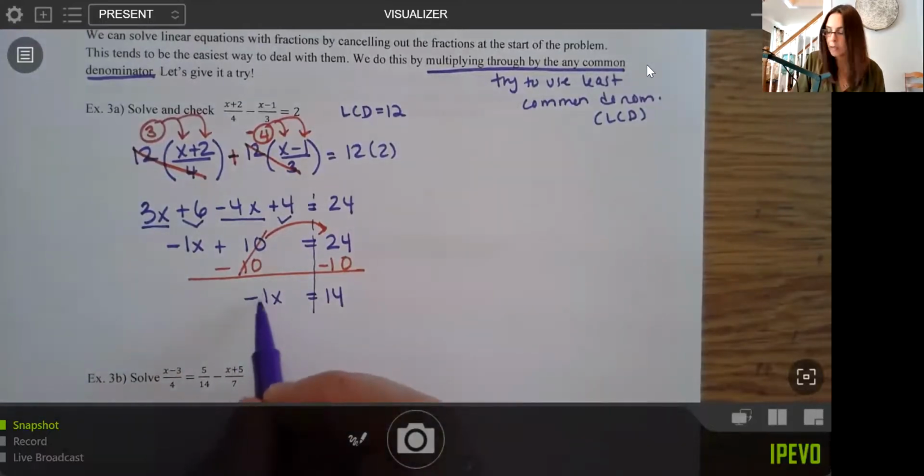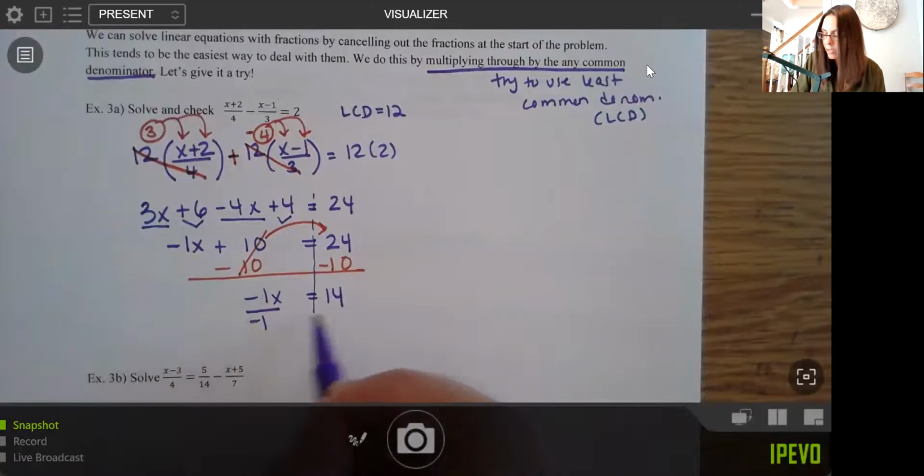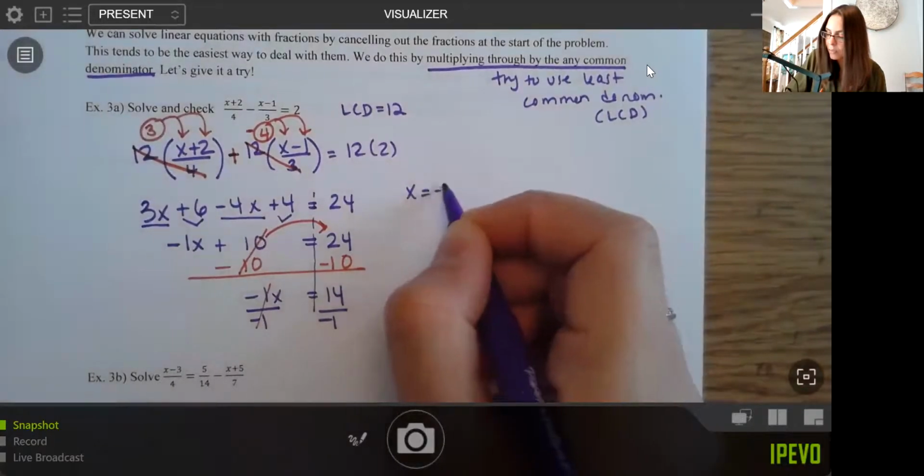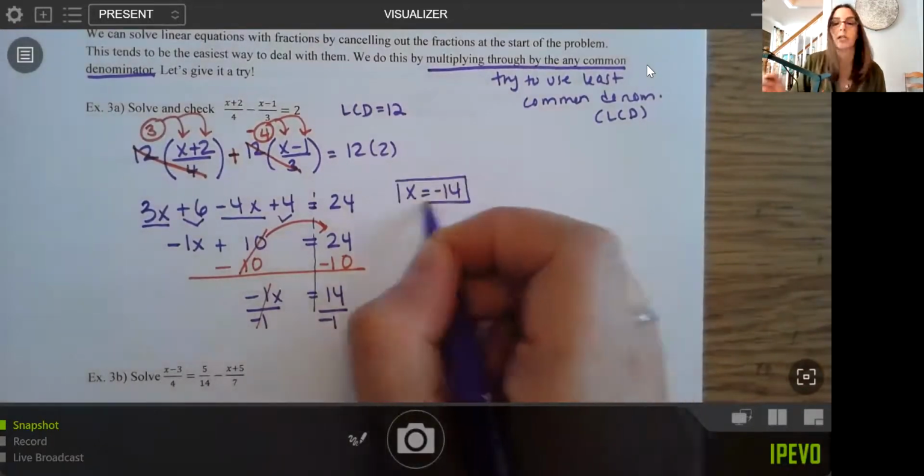Now, there's a 1 here, so I'm going to divide out by negative 1 on each side so that I can get that canceling. And I have x equals negative 14 as my solution.